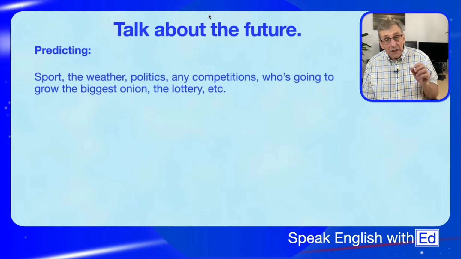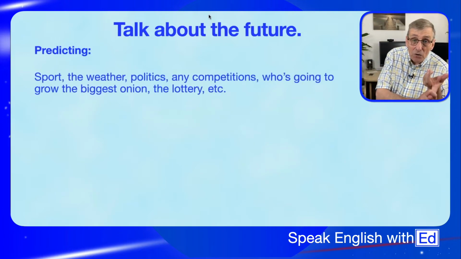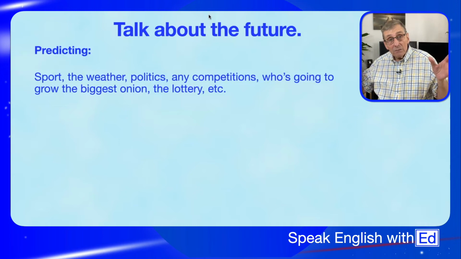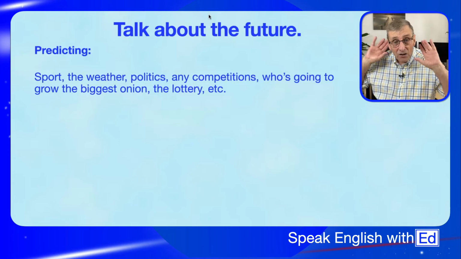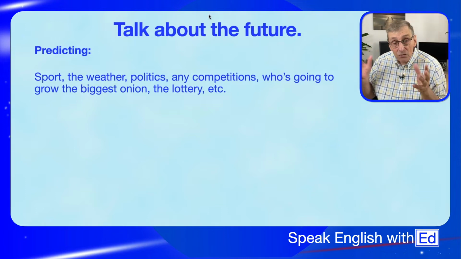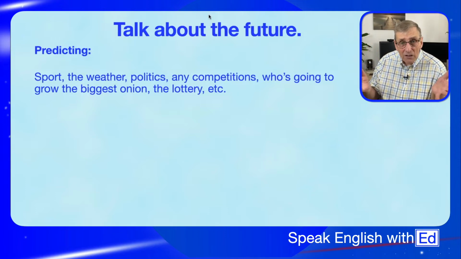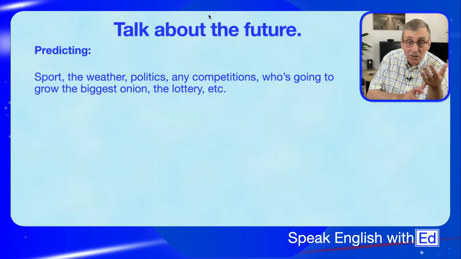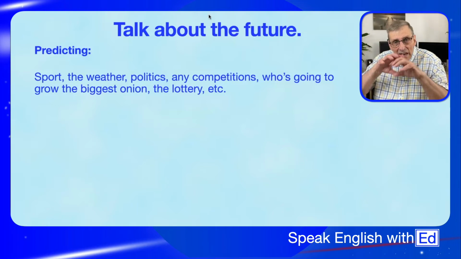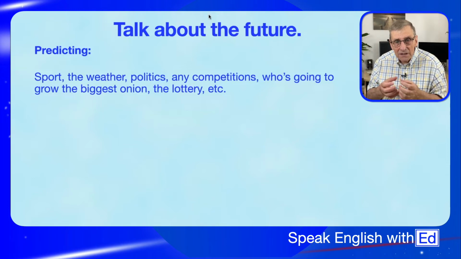Things that you can predict could be things like the sport. You could predict who's going to win a football match. You could predict who's going to win the FA Cup or whatever. You could predict the number of goals that there are going to be. You can predict the weather. It's going to rain. We've just been doing that through there. You can predict politics. You can predict anything that has an uncertainty about it.